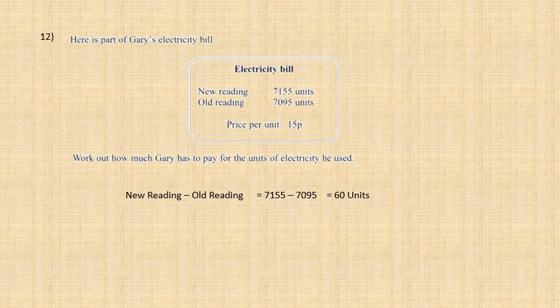So I will just multiply it by the price per unit. So it's gonna be 60 times 15. It's gonna be equal to 900 piastres.